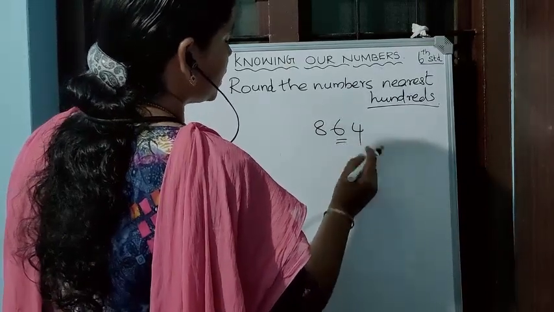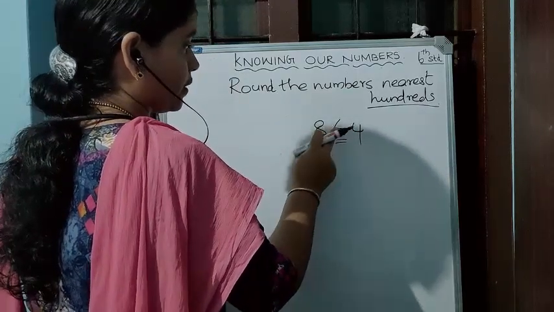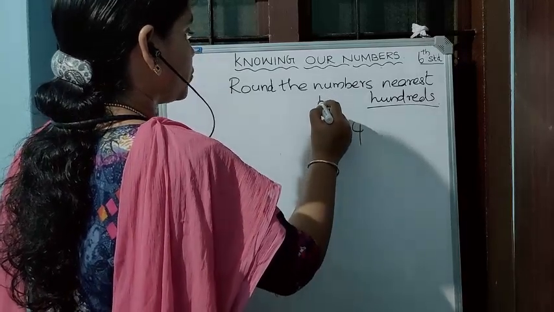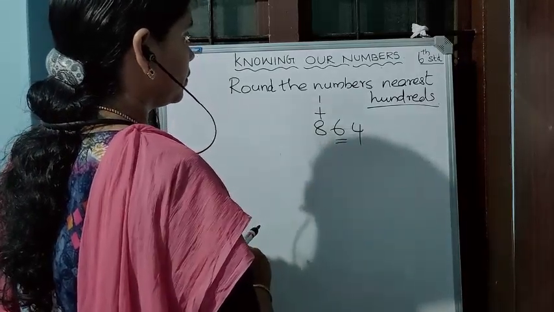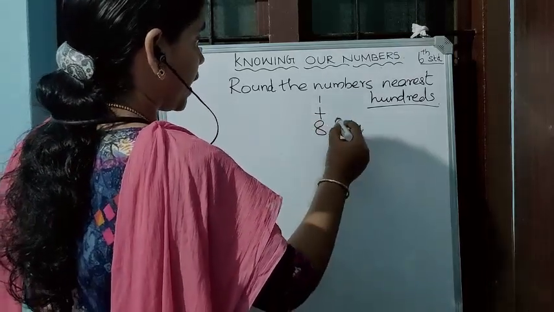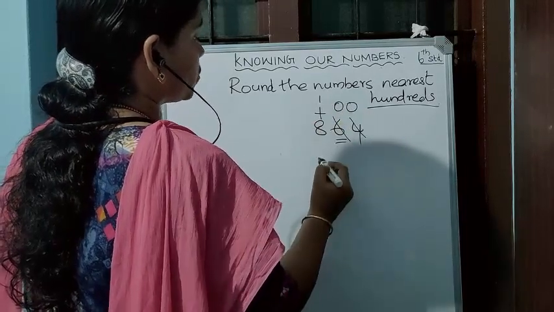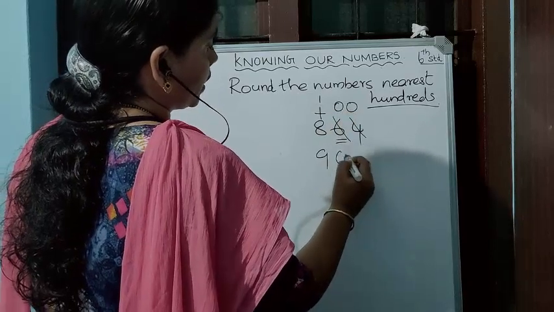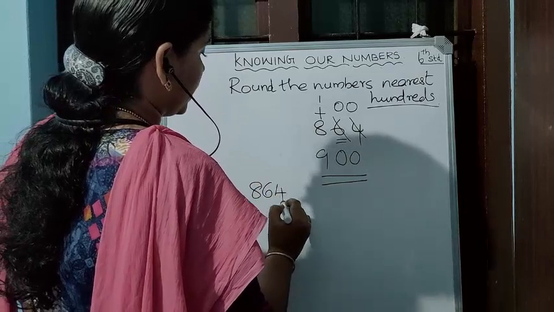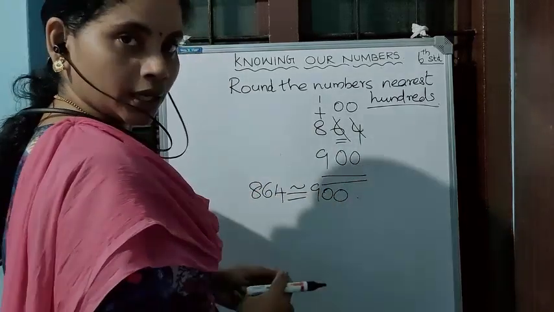864. We check the tens place number. Here the tens place number is 6, which is greater than 5. So what will we do? We add plus 1, and these numbers become 0, 0. So 8 plus 1 is equal to 9 and write down 0, 0. So 864 is approximate to 900. Clear?